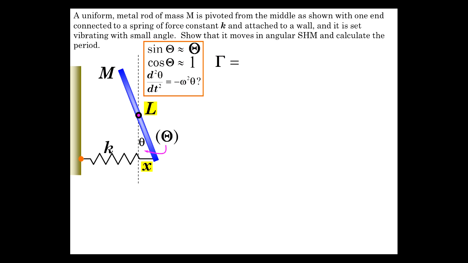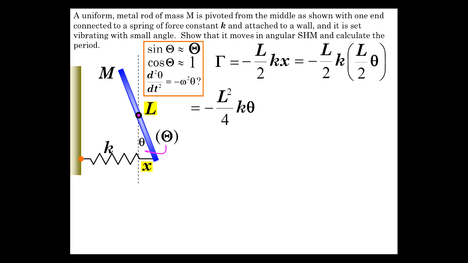So the restoring torque is from the stretch of the spring, and the moment arm is, for small angle, just L over 2. So torque is minus L over 2 times kx. kx is the force that the spring applies. What's x? Well, x in this rotating system is L over 2, half this length, times theta. All right, so that is minus L squared over 4 times k theta.